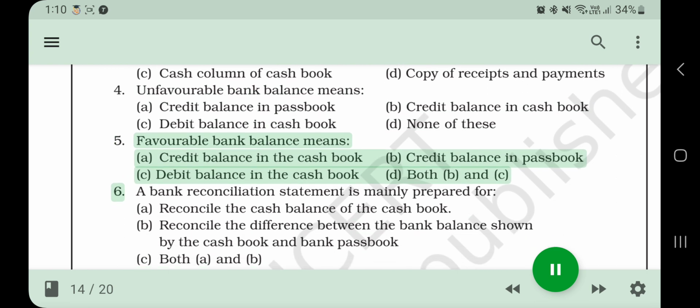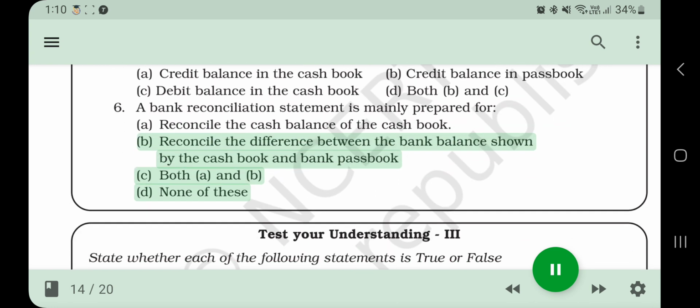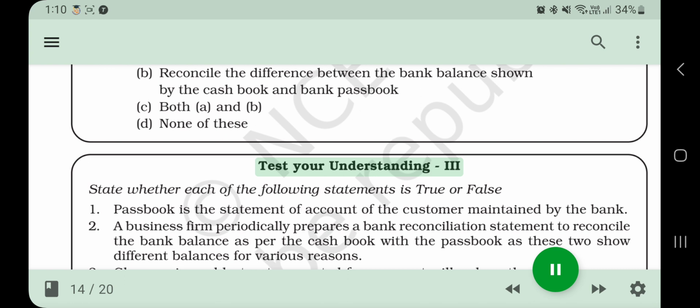5. Favorable bank balance means a. Credit balance in the cash book, b. Credit balance in passbook, c. Debit balance in the cash book, d. Both b. and c. 6. A bank reconciliation statement is mainly prepared for a. Reconcile the cash balance of the cash book, b. Reconcile the difference between the bank balance shown by the cash book and bank passbook, c. Both a. and b., d. None of these.